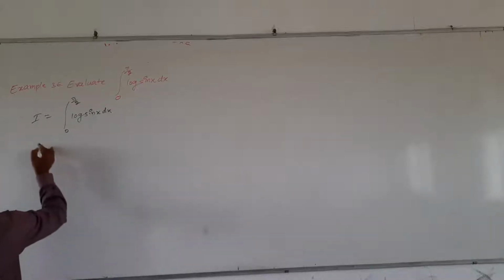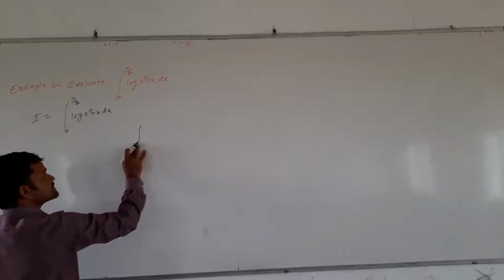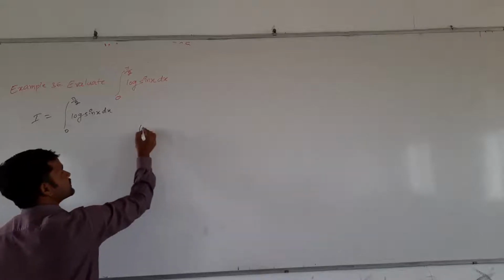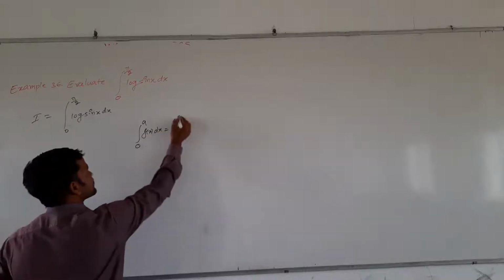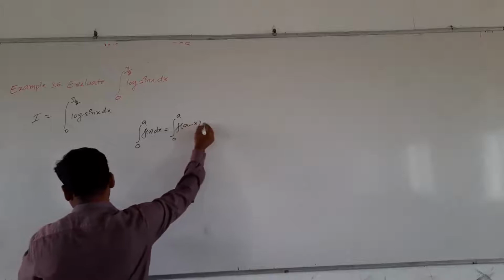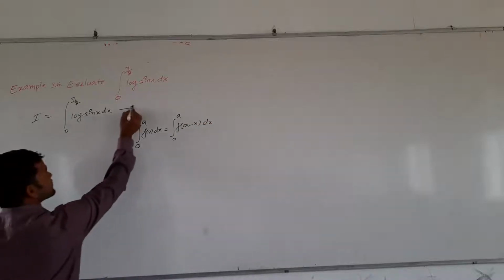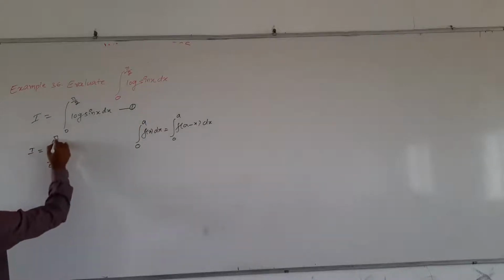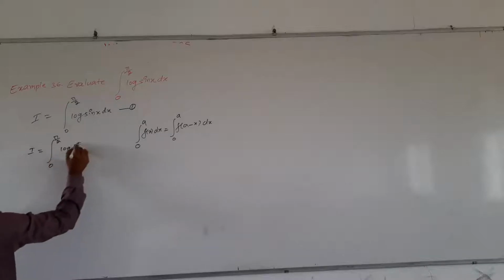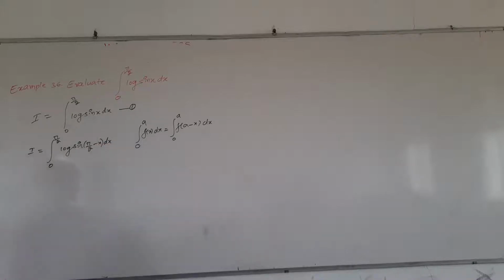Here let us use the property, integrating from 0 to a, in the form integrating from 0 to a f of x with respect to x is equal to integrating from 0 to a f of a minus x into dx. I will use that property. Let me take this as equation 1, and now I is equal to integrating from 0 to pi by 2 log of sin of pi by 2 minus x into dx.